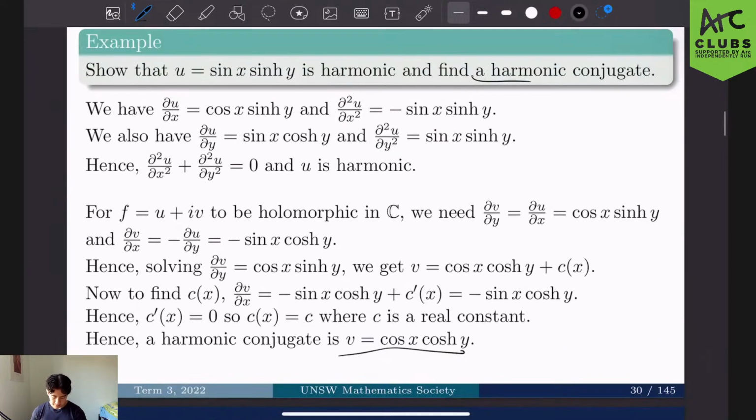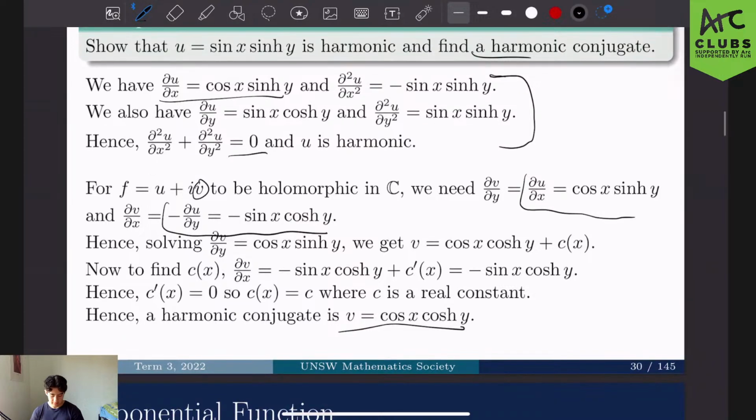So just to recap, to find that it's harmonic, we found the partial derivative twice and then set it to 0, and it satisfied this equation, so it's harmonic. Then we found a harmonic conjugate, v. We used our equations from before, satisfying the Cauchy-Riemann equations, combined them and integrated to find the constant, and then eventually found a specific harmonic conjugate.